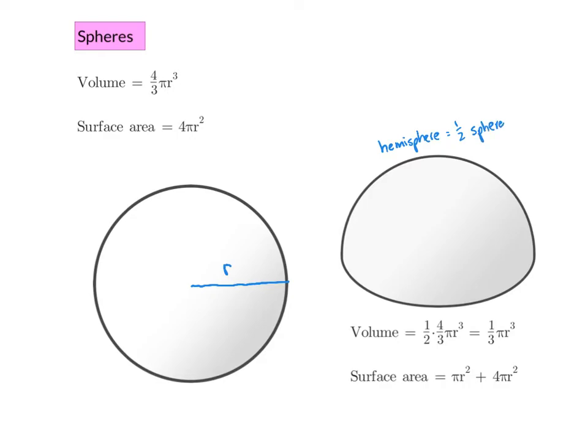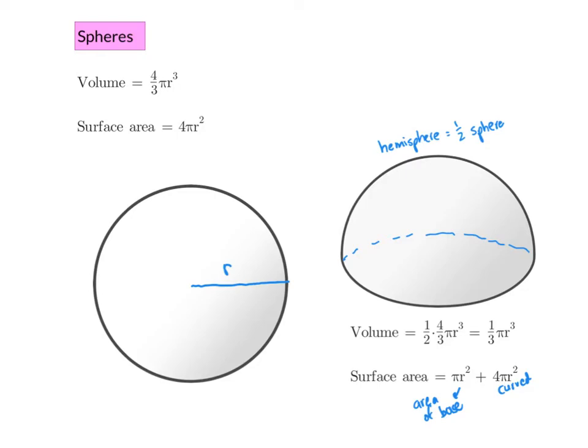So if I want the volume for a hemisphere, I'm just going to halve the volume of a sphere. Now you don't need to learn the formula for a hemisphere as long as you understand what you're doing. Now the surface area is interesting because the surface area is going to have two parts. It's going to be the curved part and the area of a circle, which does not exist when you're working with a full sphere.